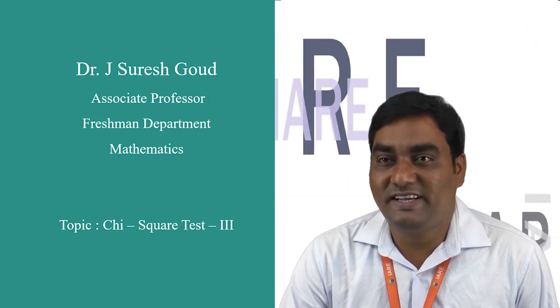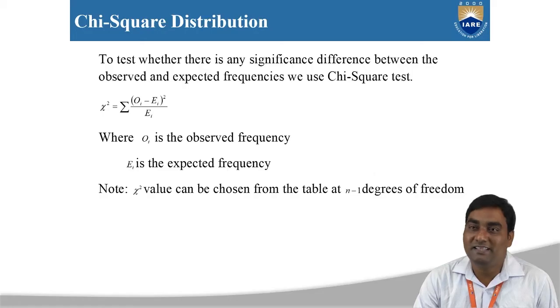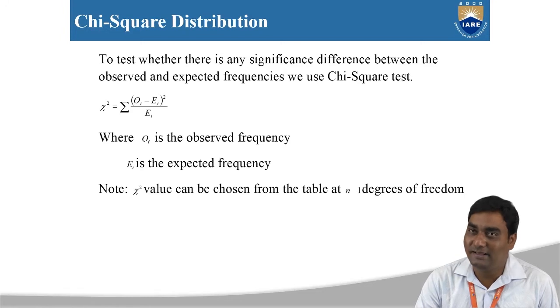Today, we are going to discuss the topic chi-square test method 3. In the previous sessions, we have completed two methods in chi-square test. In chi-square test, in total we have three methods, and out of three, we have completed two. For all three methods, we have only one difference. The remaining procedure is the same. What is that difference? How to find expected frequencies is the only difference in all three methods.